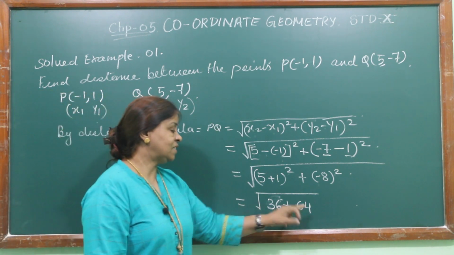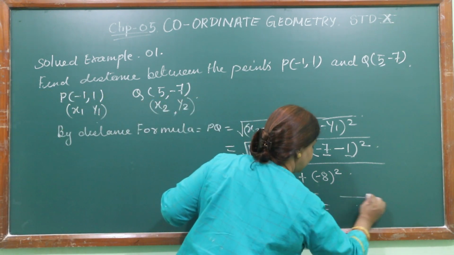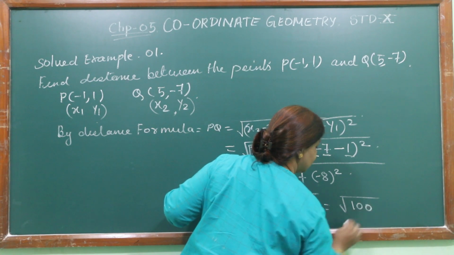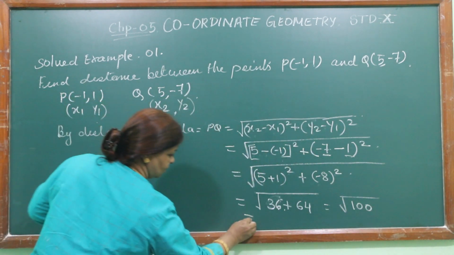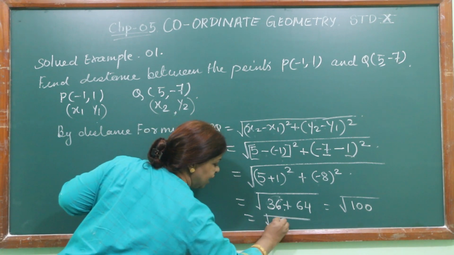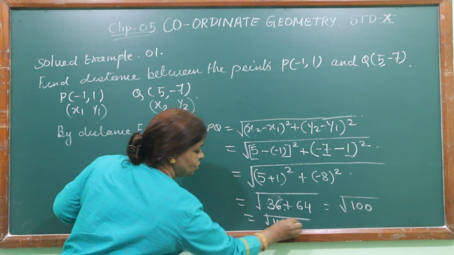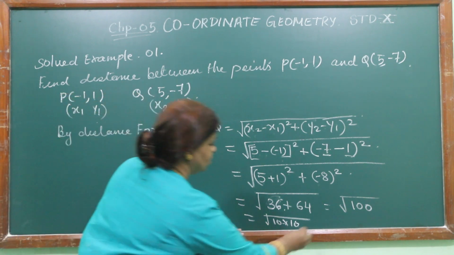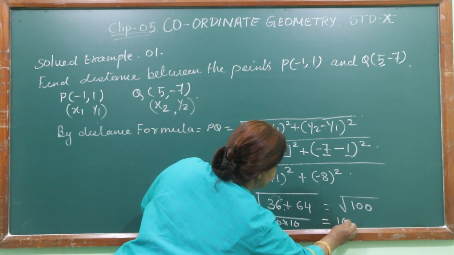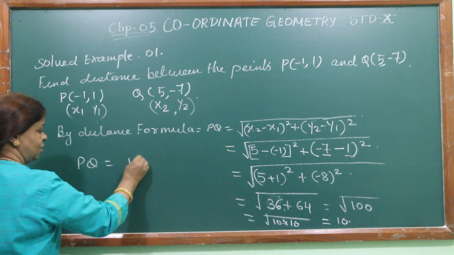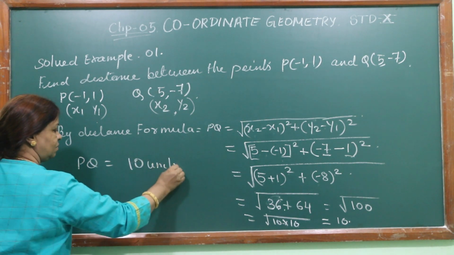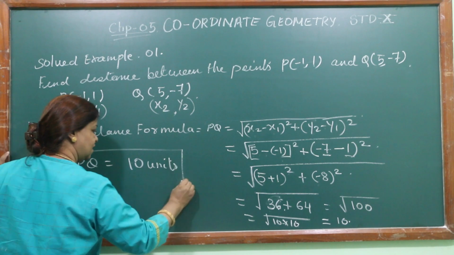Now 36 plus 64 would be under the root 100, which can be written, children, under the root 10 into 10. 10 is 2 times, so 10 can come out. So distance PQ is equal to 10 units. This is the answer, children.